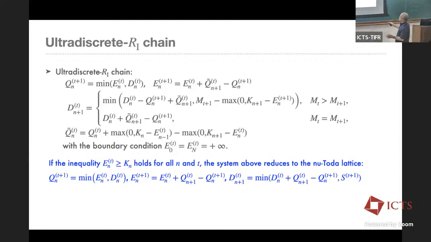And then you see this is the ultra-discrete R1 chain. And Kn is coming from the parameter of the prescribed poles. And if these prescribed poles are less than this ENT, if such a situation happens, this system reduces to our well-known non-autonomous ultra-discrete Toda lattice. So in some sense, this is a very natural extension of the Toda system.